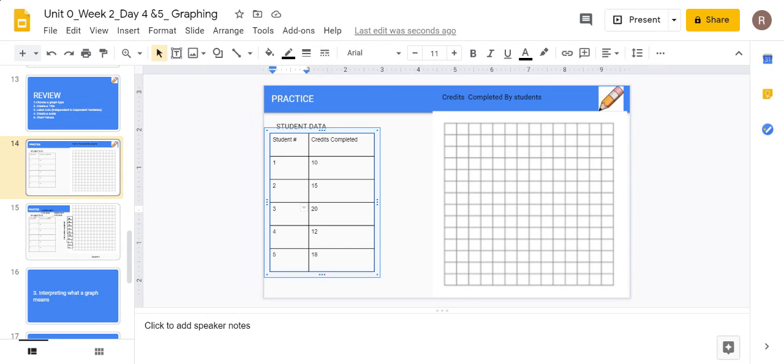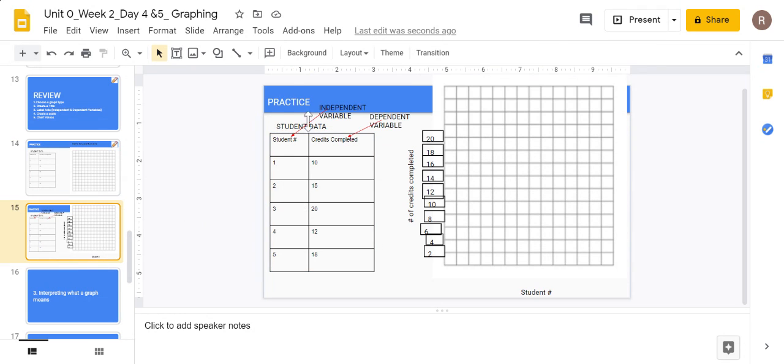So students and then credits completed is what we're measuring. Okay. So we're changing which student we're talking about. So that's our independent variable. And our dependent variable is how many credits they have. Okay. So if you see here, if the slide will change, okay, student number is our independent variable and credits completed is our dependent variable. And I put them there.